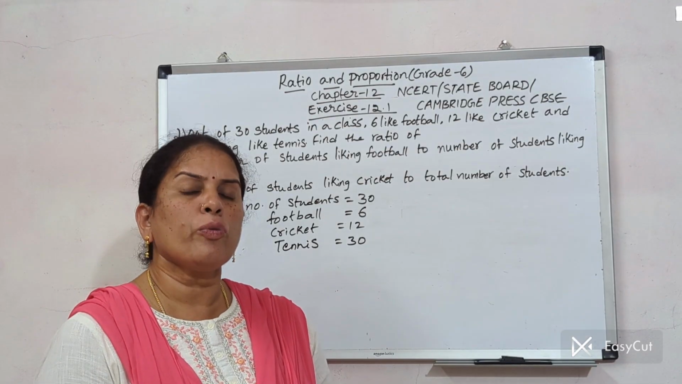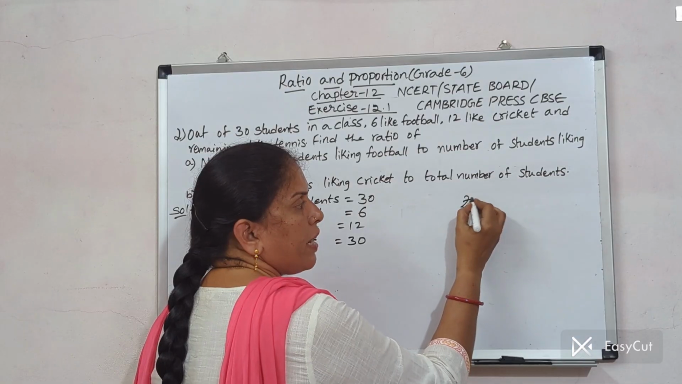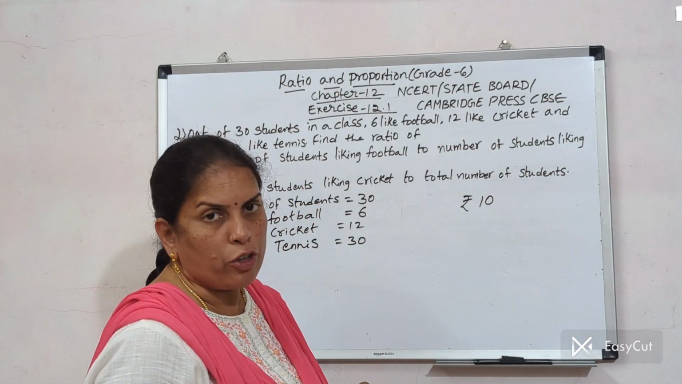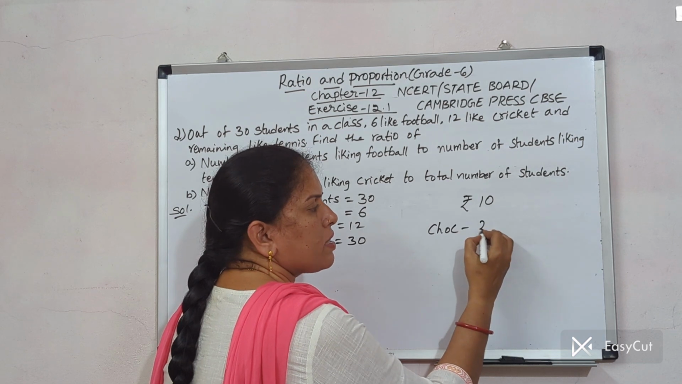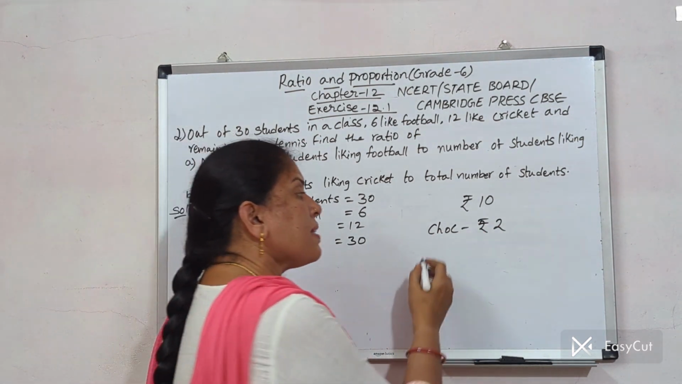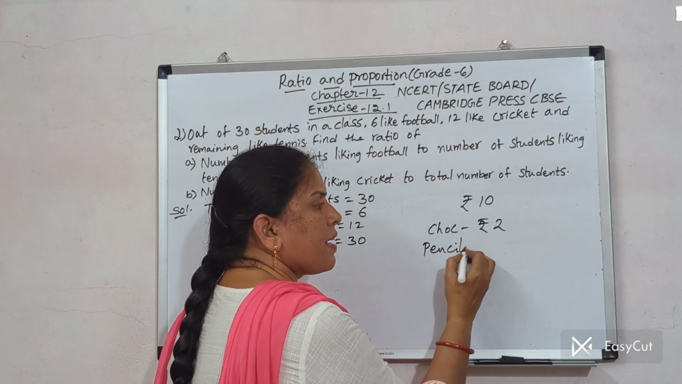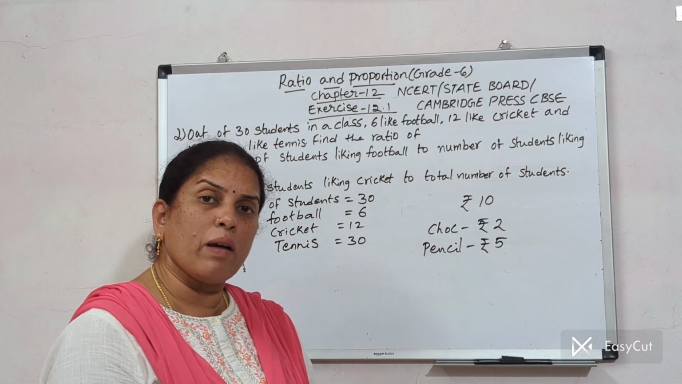You took a 2 rupees chocolate. How much amount did your mother give? 10 rupees. Your mother gave you 10 rupees. In the 10 rupees, chocolate is 2 rupees. Okay. Pencil cost, pencil is equal to 5 rupees. Okay. What is the remaining amount?